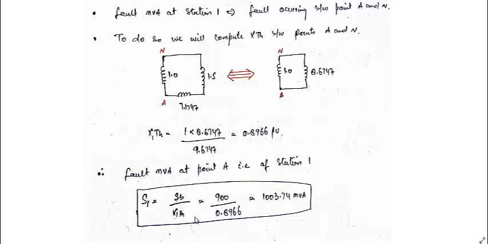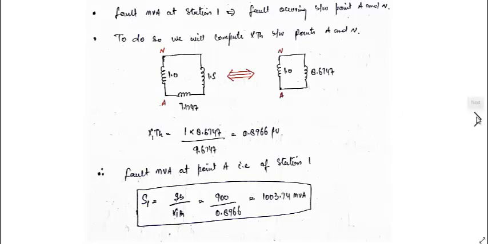Then the fault MVA at point A, that is at station 1, will be equal to SB divided by XTH, which is 900 divided by 0.8966, that is 1003.74. That means approximately 1004 MVA. It has increased from 900. So the fault MVA has increased. That means if we use a circuit breaker at this point, previously a rating of 900 MVA would suffice, but now it has to be greater than 1003.74 MVA.